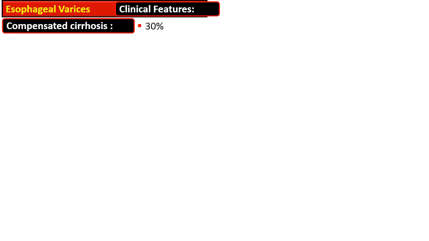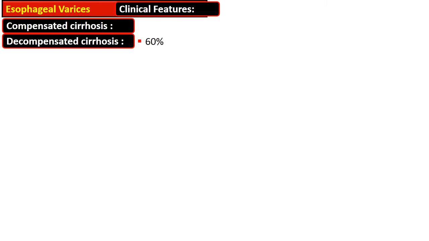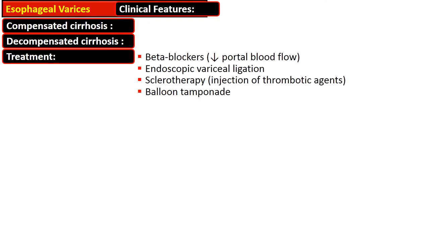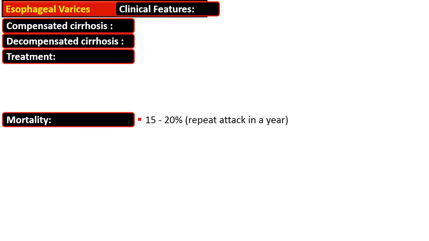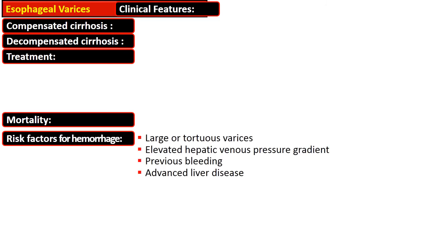Now the clinical features of the esophageal varices. 30% of the people with compensated cirrhosis, while 60% of the people with decompensated cirrhosis suffer from this condition. The various treatment modalities that are available are beta blockers that decrease the portal blood flow, endoscopic variceal ligation, sclerotherapy, that is the injection of the thrombotic agent at the site, and balloon tamponade. The mortality rate is 15 to 20%, and in most of the cases there is a repeat attack within a year.